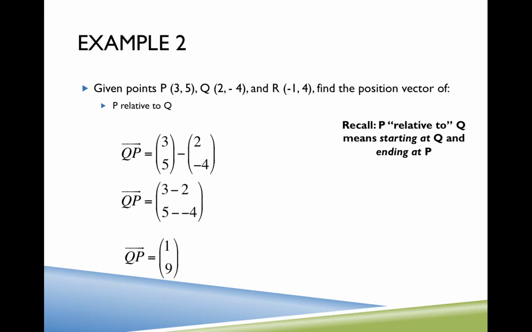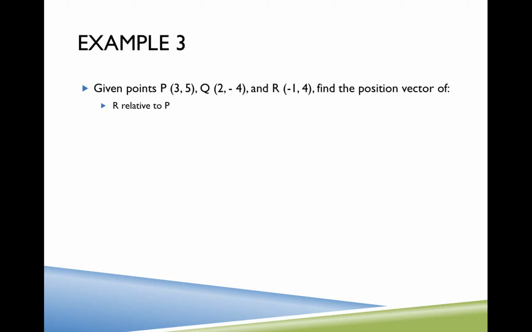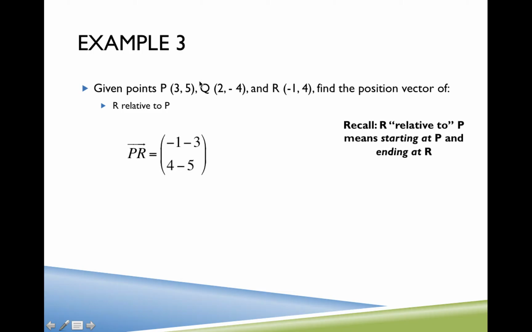If I take a look at my next example, I say find the position vector of R relative to P. Again, of R relative to P means starting at P, ending at R. So when I'm finding that distance there, I'm going to say my R coordinate, my negative 1, 4, minus my P coordinate, my 3, 5. So I end up with negative 1 minus 3 and 4 minus 5. I end up with vector PR is equivalent to negative 4, negative 1.